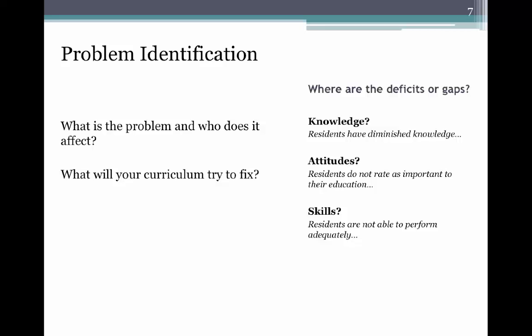This begins with identifying and characterizing the problem in medical education that you want a curriculum to address. What is the problem and who does it affect? Where are the problems or deficits? These problems and deficits are often characterized as knowledge, attitudes, or skills.